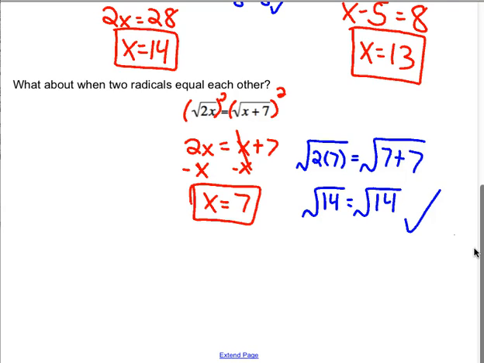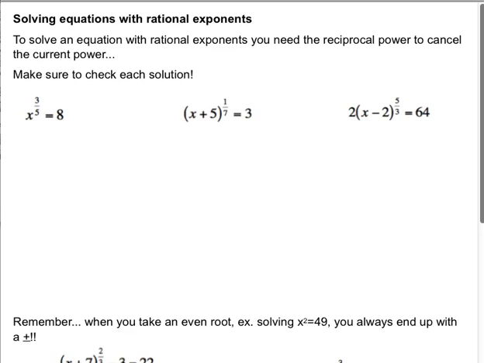All right, so that's how you deal with basic radical equations. Now, of course, when dealing with radicals, the other thing that can arise is what about when we have fractional exponents? Fractional exponents are again the same thing as radicals, but we need to be careful when we're working with them. When we're solving something that has rational exponents, we need to use the reciprocal power to cancel the current one.